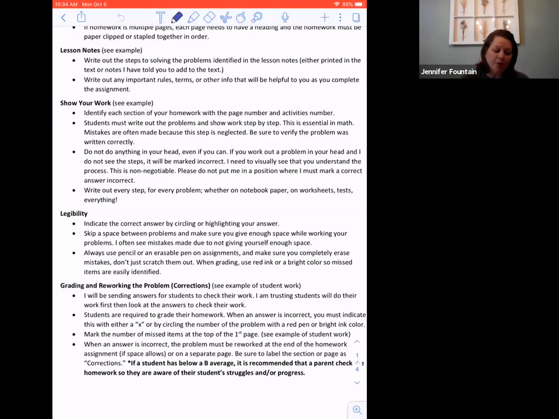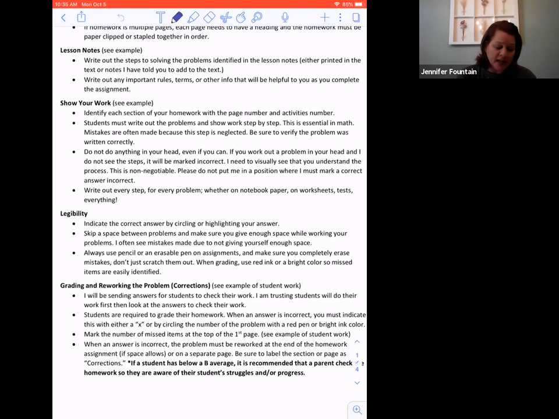Students must write out the problem. So the first thing you're going to do is write the problem and then show your work step by step. This is essential in math. Mistakes are often made because this step is neglected. Be sure to verify the problem was written correctly. There are a lot of times that I'll be going through your work and I'll see where maybe you just didn't write the problem correctly. You made a minus sign a plus sign, or you forgot to put your minus or plus, and now it looks like multiplication, or whatever it is. So make sure you've written the problem correctly.